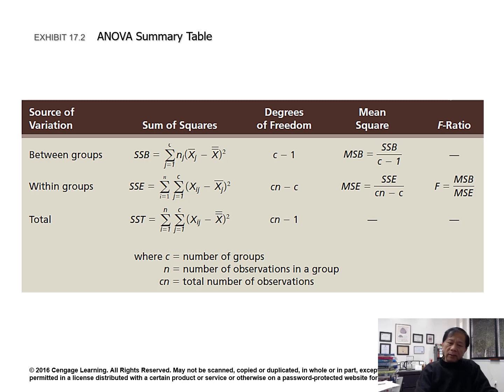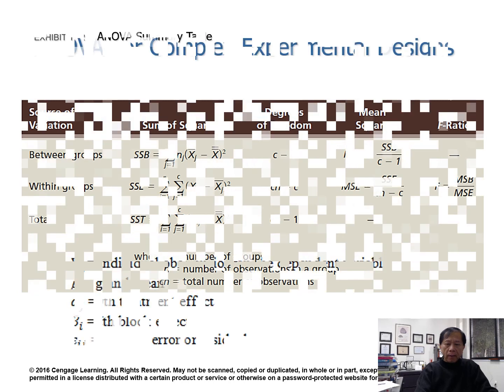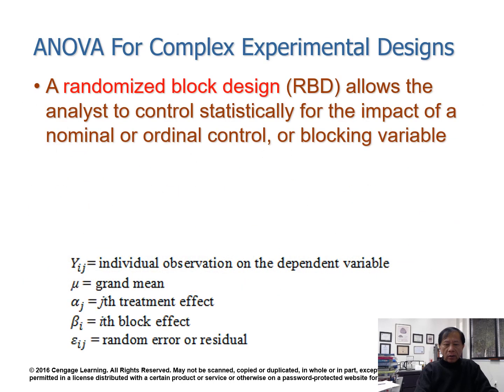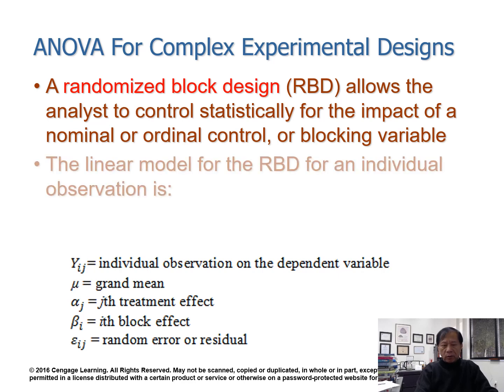That's normally the result from your Excel or other statistical software. And then we talk about ANOVA used for complex experimental designs, randomized block designs, which allow you to control statistically for the impact of a nominal or ordinal control or blocking variables.